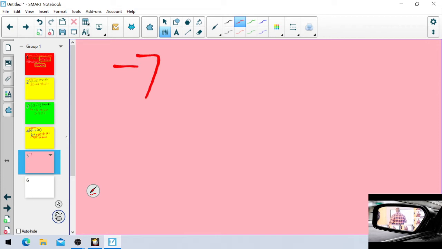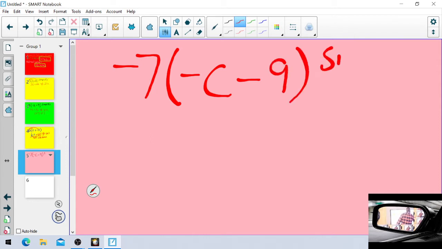Negative 7. And you want to simplify that baby. Here we go. So when you see that minus sign right there, y'all see that? Negative C minus 9. When you see that, this is what I suggest you do. Immediately. Here we go. Keep, flip, change.